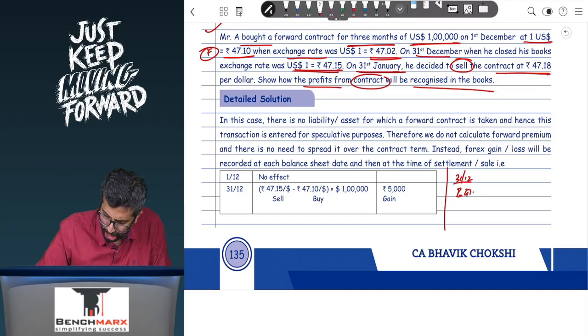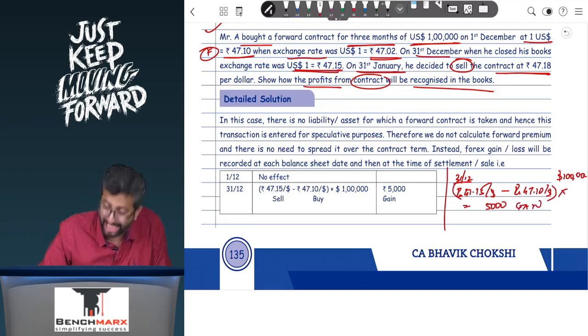If I had to sell today, I will sell at 47.15, something which I have agreed to buy at 47.1, and hence on every dollar, this is again into $1 lakh. So there will be a 5,000 rupee gain, which is to be recorded in December.